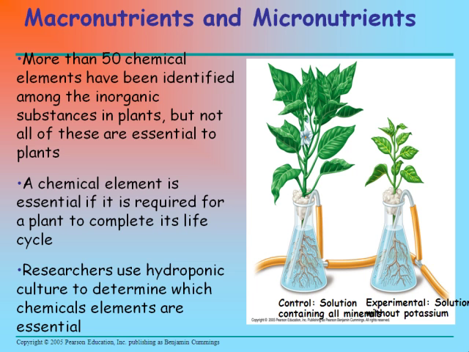More than 50 chemical elements have been identified among the inorganic substances in plants, but not all of these are essential. A chemical element is essential if it is needed to complete the life cycle of the plant.